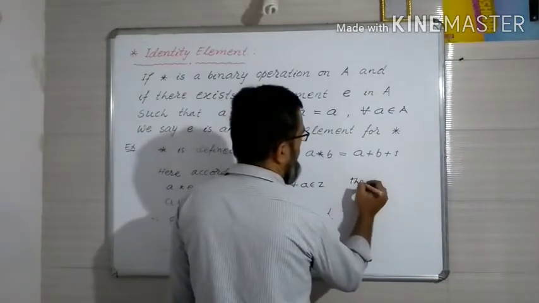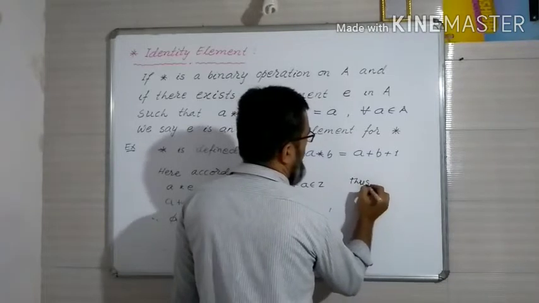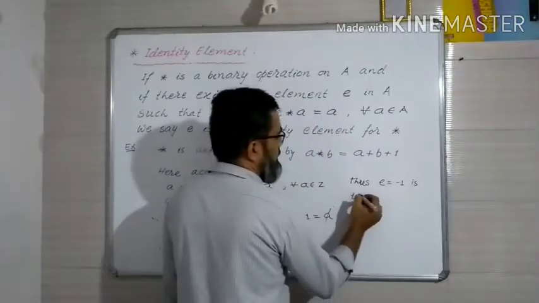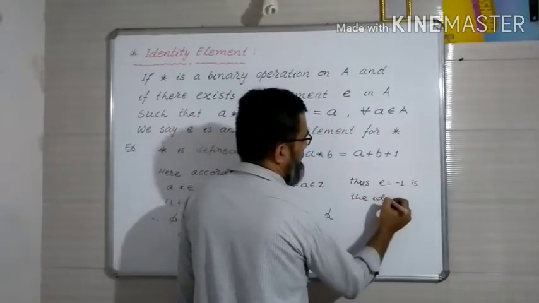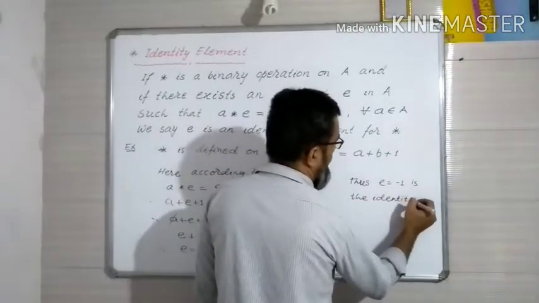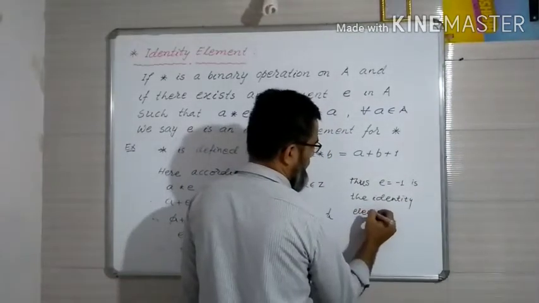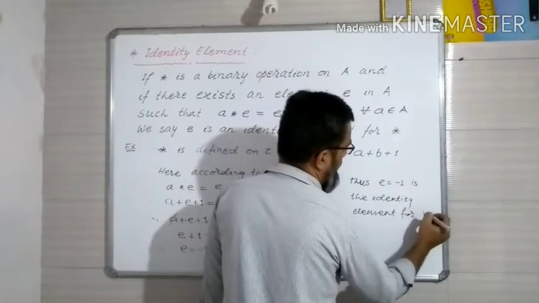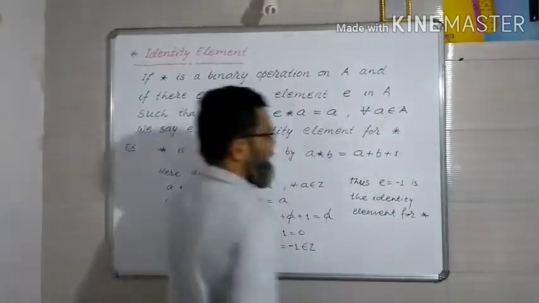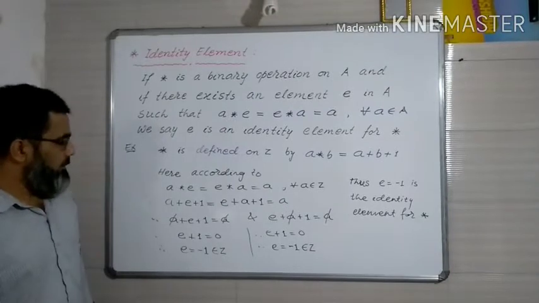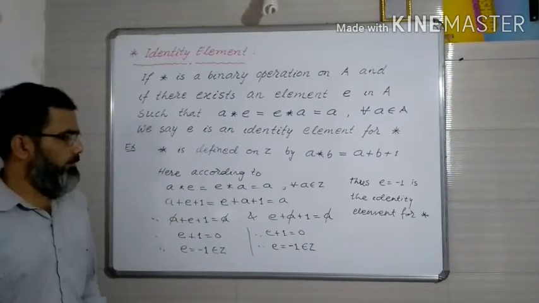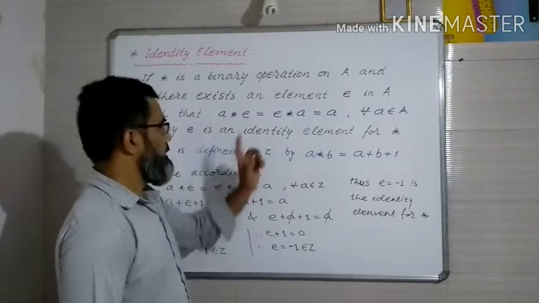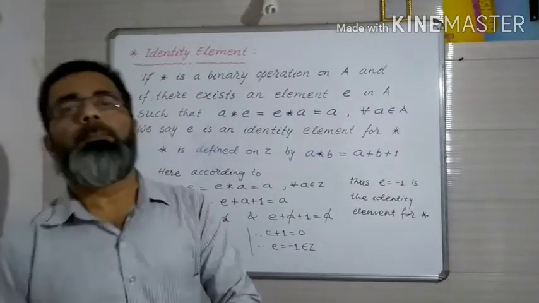Thus, E equal to minus 1 is the identity element for star, right? So this type of questions are given in our exercise 1.4. You have to solve them.